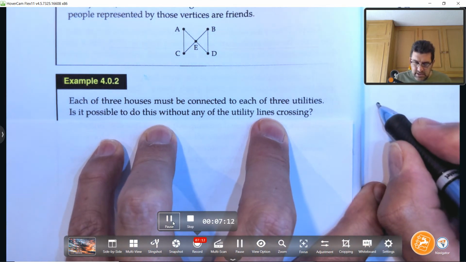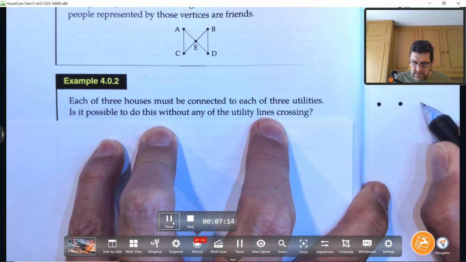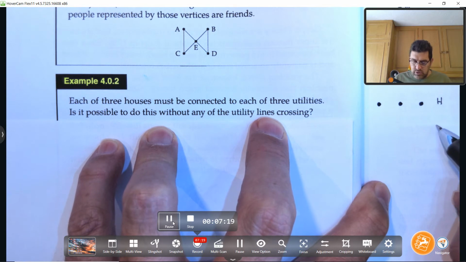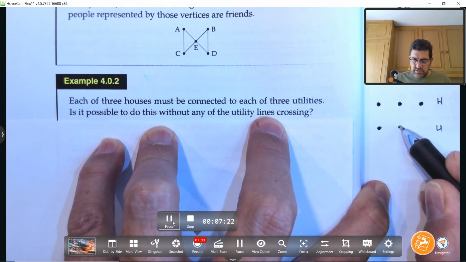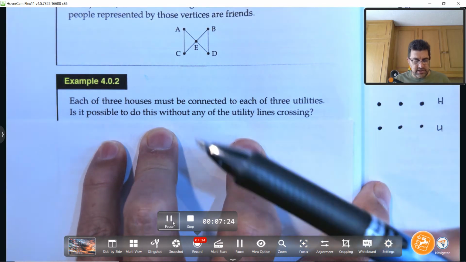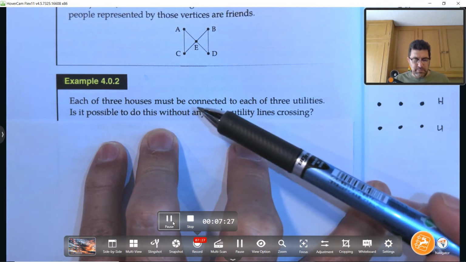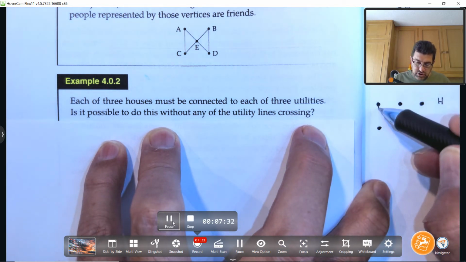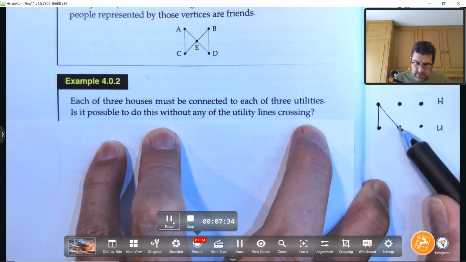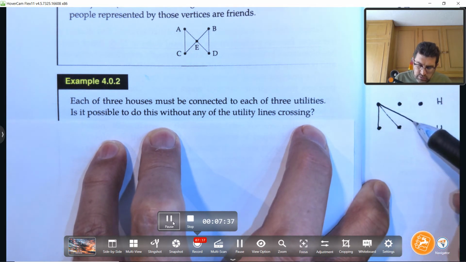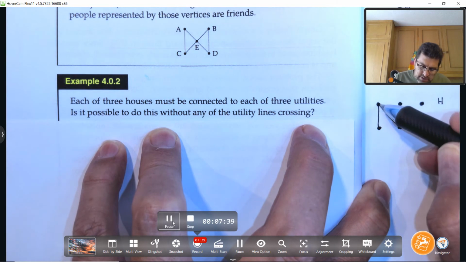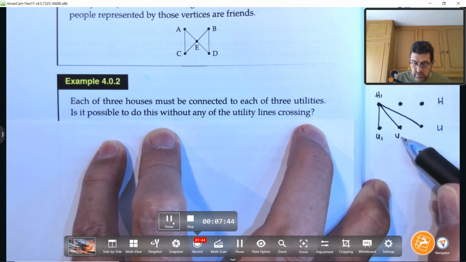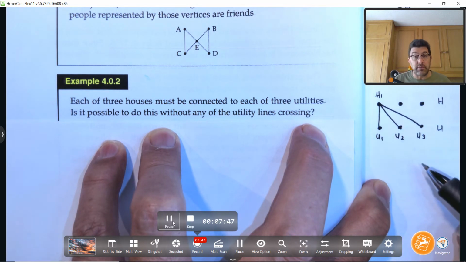Well, let's see. Let's say there's my 3 houses. So those are the houses. And here we're going to draw the utilities 1, 2, and 3. The condition here is each of the 3 houses must be connected to each of the 3 utilities. Now I'm pretty much sure that you can see if I try and draw these lines or these edges, then house 1 is connected to utility 1, utility 2, and utility 3.